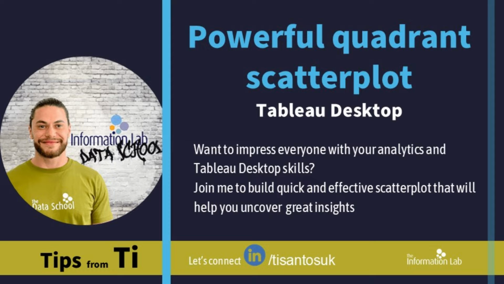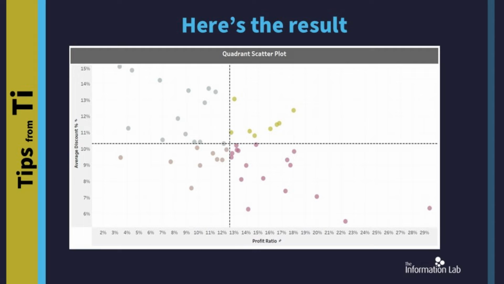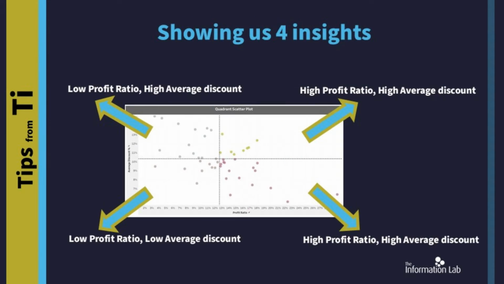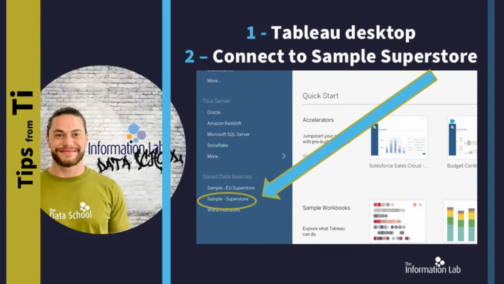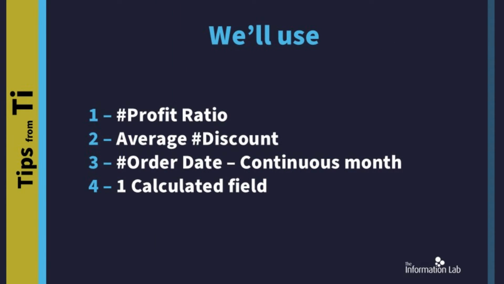Want to learn how to create a powerful quadrant scatterplot on Tableau desktop? Quadrant scatterplot charts use color to highlight data points from the average marks in both axes, showing us 4 insights in one go. We'll use Tableau desktop and we're going to connect to Sample Superstore. We'll need profit ratio, average discount, order date, continuous month, and one calculated field.